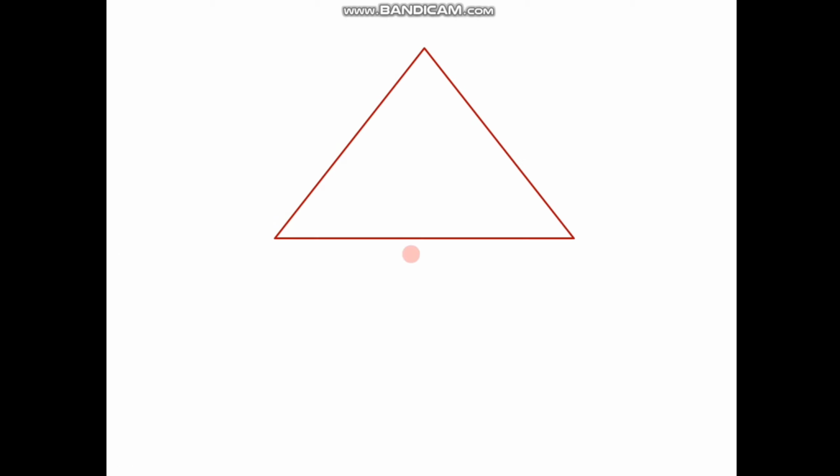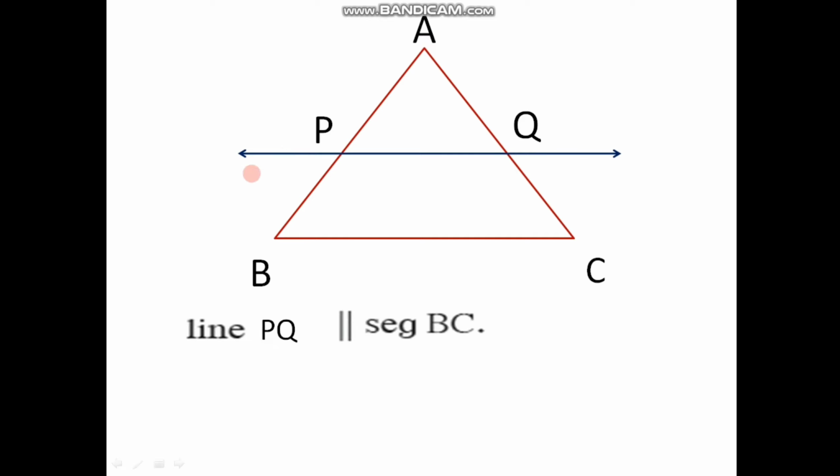So for this one, let us have a triangle over here. Let us name that triangle as triangle ABC. There is one line PQ which intersects two sides of a triangle, that is side AB and side AC. So line PQ intersects side AB at point P and side AC at point Q, as you can see in the diagram. And it is given that the line PQ is parallel to side BC of triangle ABC.